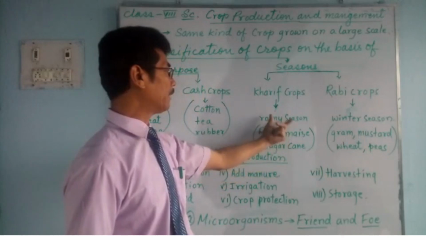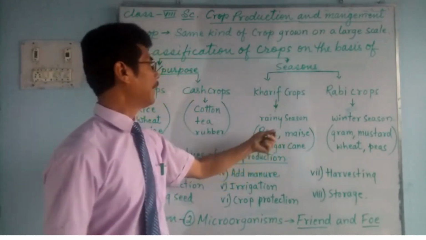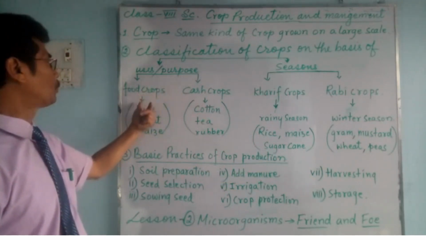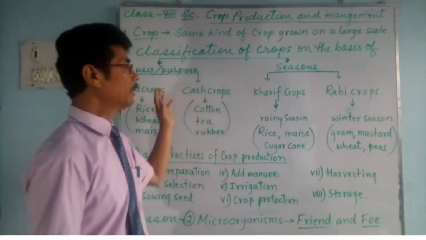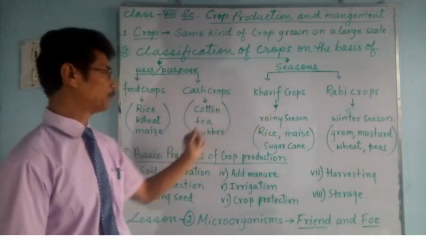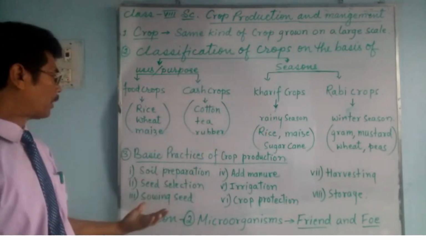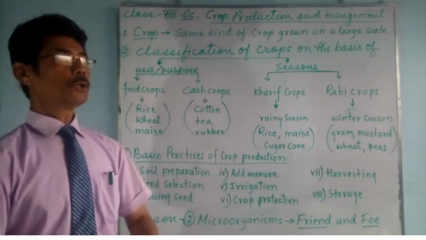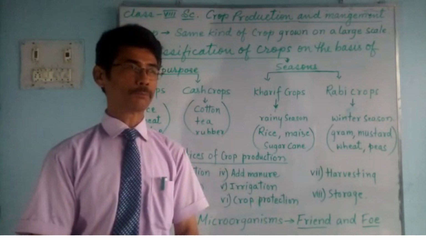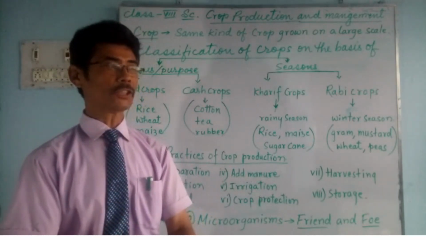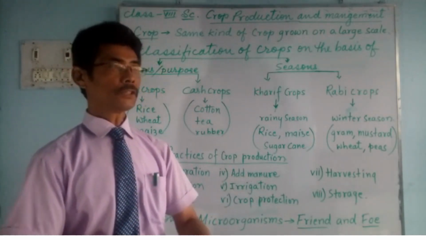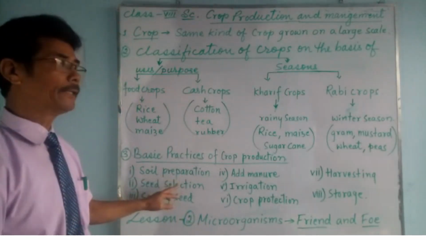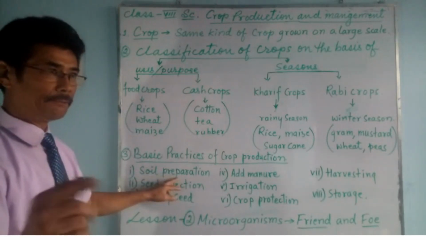During the rainy season, they are called kharif crops, and crops are of another type according to the uses and purpose: food crops and cash crops. So these are the groupings, the classification of crops. Now we'll talk about the production, basic practices for crop production. Human beings grow food crops, but they have to follow certain methods, certain processes, certain practices. First, number 1, soil has to be prepared. Soil preparation, the first method.